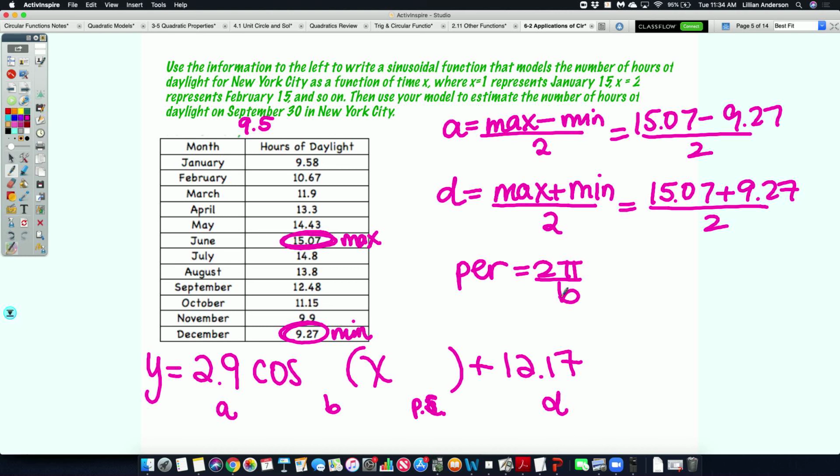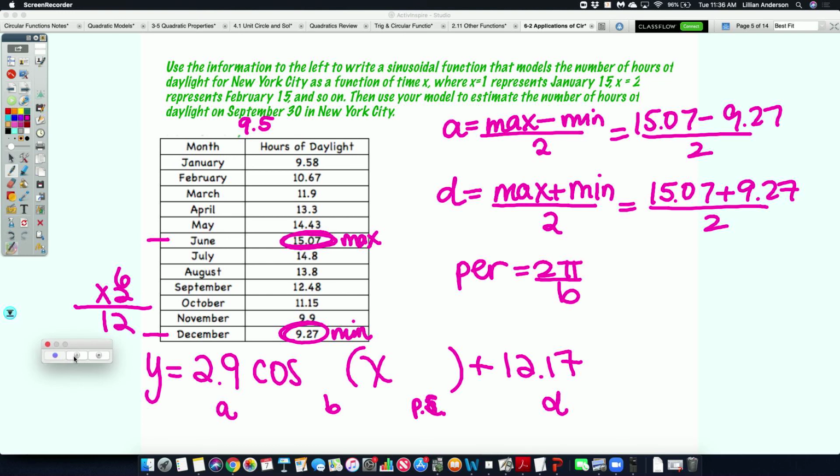So our maximum value is at June. My minimum value is at December. That is 6 months. That is half of a period. How do I get the full period? If this is half of one period, how do I find the full period? Multiply by 2. What's 6 times 2? 12. Now in this case, yes, it will be 12 months, I know, but not everything that deals with months will be 12. You have to base it off of the data, the maximum value and the minimum value.